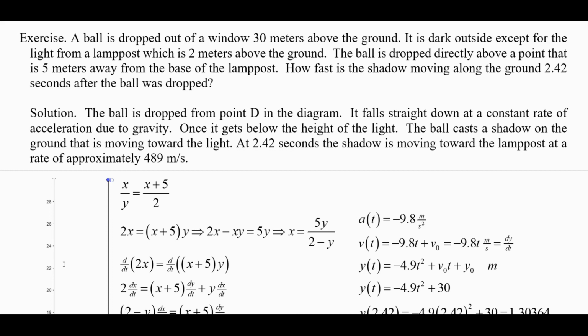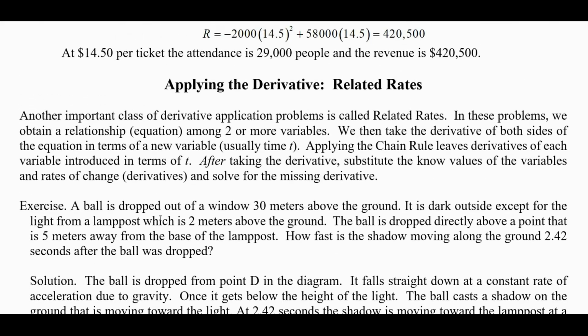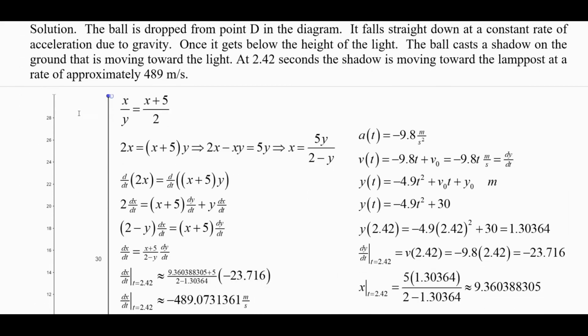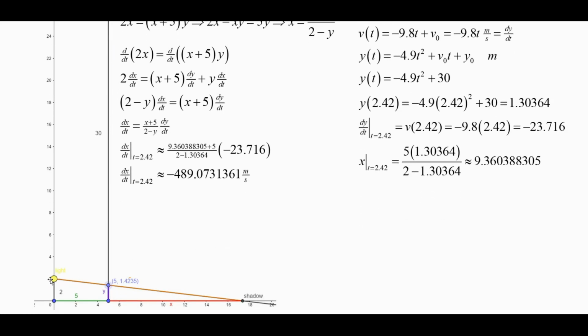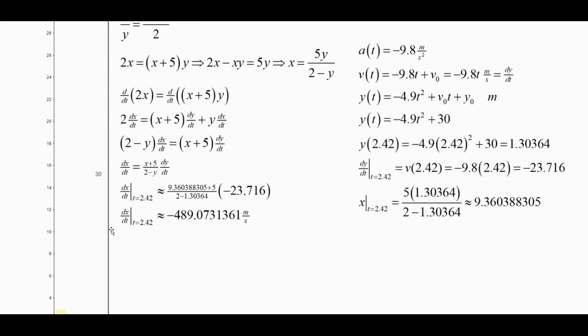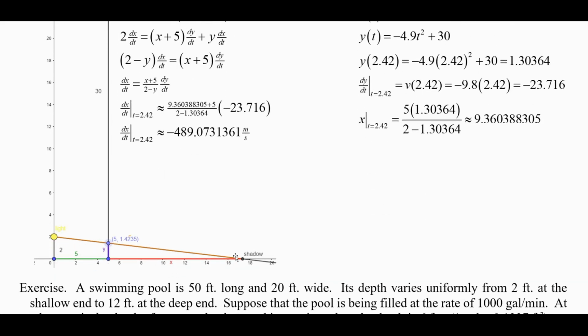The ball is dropped from a point D in the diagram. Okay, it falls straight down at a constant rate of acceleration due to gravity. And once it gets below the height of the lamppost, it's going to start giving a shadow. So here's the height of the lamppost down here, and somewhere it's going to get below the height of the lamppost and start casting a shadow out here. So the shadow's out here. Here's the ball, and the light's going to come out here and make a shadow. Now, as this ball falls a little bit more, that shadow's going to come in and move toward this point right here.